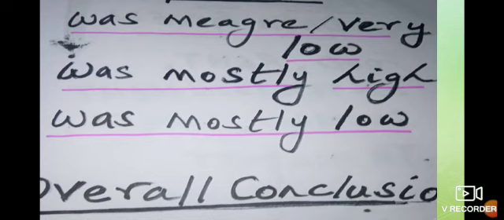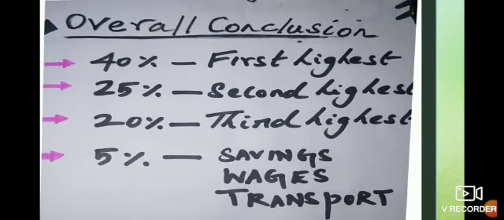Next one is the words you can again use for comparison. Was meager means very low, that is what I have given with a slash. And then was mostly high, was mostly low, and this is how you are going to write for the remaining comparative degrees. And last one is overall conclusion.